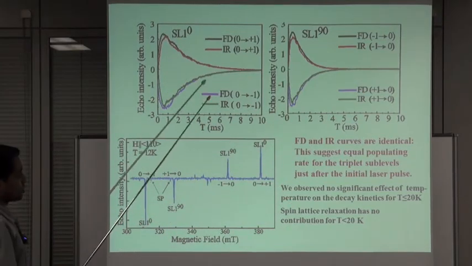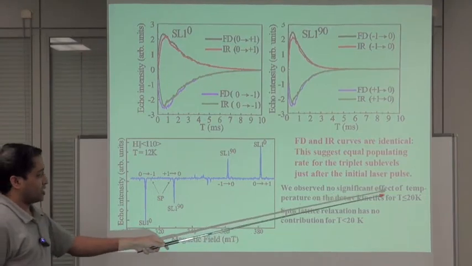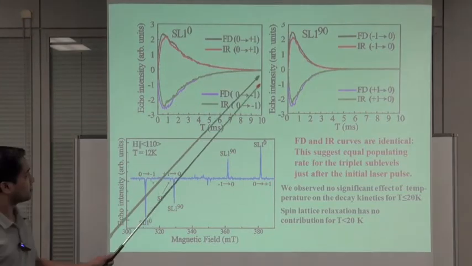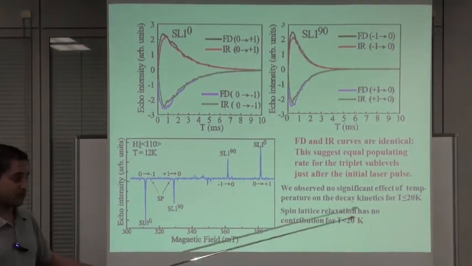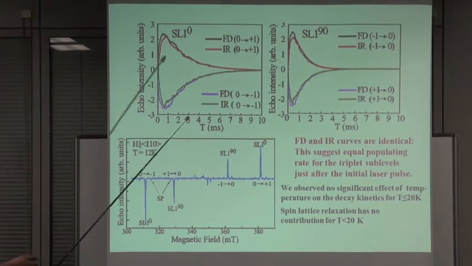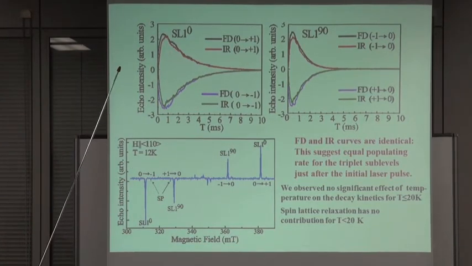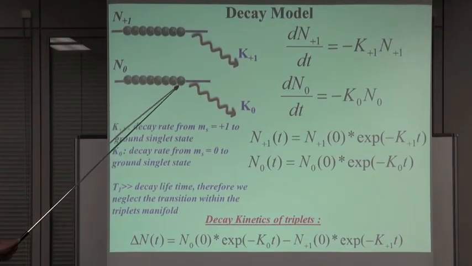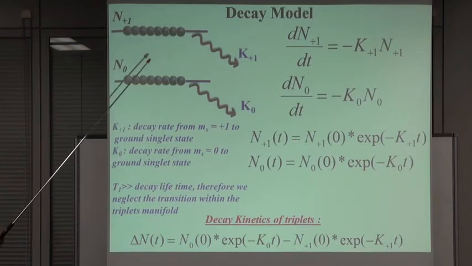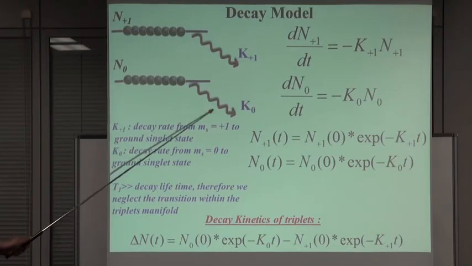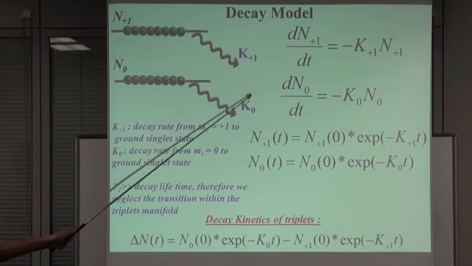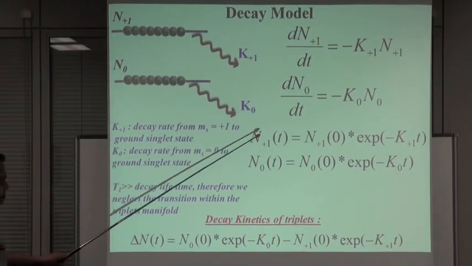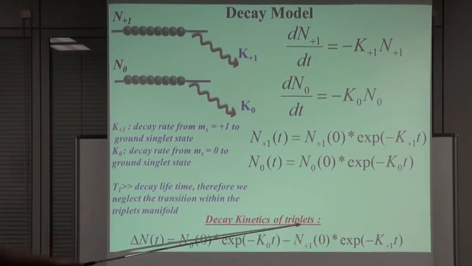This decay kinetics didn't show any variation within the temperature range of T less than or equal to 20 Kelvin. So we say that there is no contribution of spin lattice relaxation within the spin levels, I mean the triplet levels. To model that, we use this decay model where after the laser pulse we equally populate all the levels, and then they decay back to the ground singlet state with these rates. The population difference as a function of time can then be given by a bi-exponential factor, something like this.